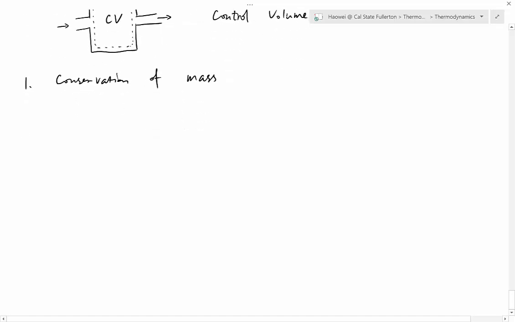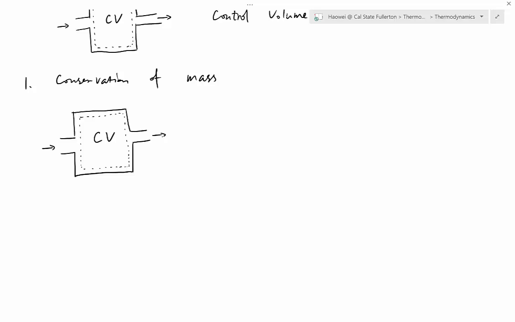Okay, conservation of mass. And then let's sketch a control volume first. A container with inlet and outlet. Draw the dashed line so people know everything inside is your system, and this system is a control volume. This is the inlet, and this is the outlet. Okay, so now we're going to talk about conservation of mass.